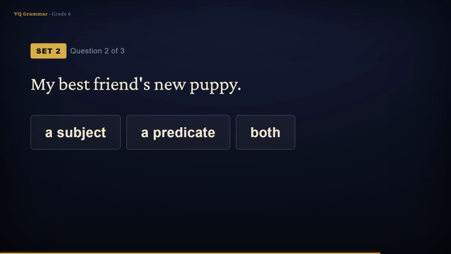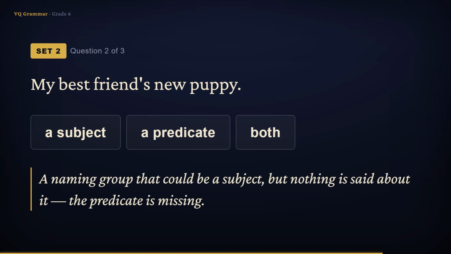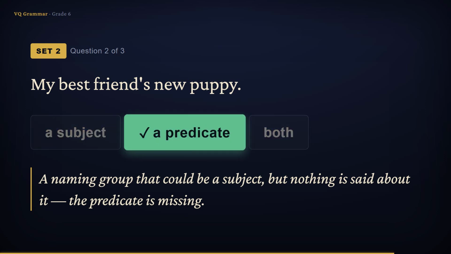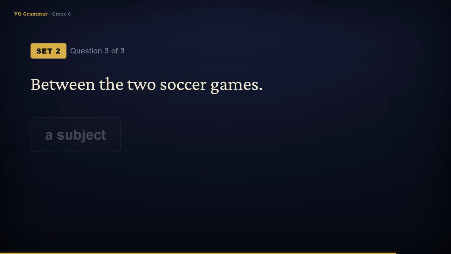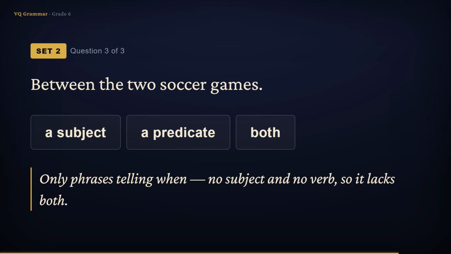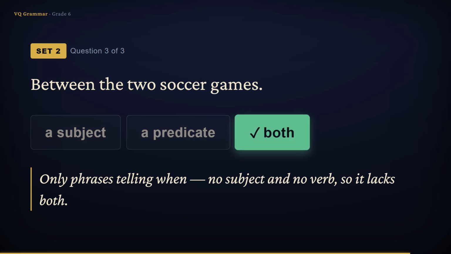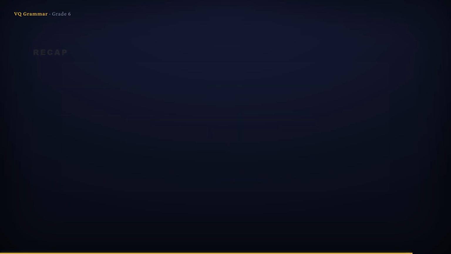My best friend's new puppy. This could be a subject, a who or a what, but then nothing is said about it. There's no verb telling us what the puppy does. So the answer is a predicate. Between the two soccer games. This is only a phrase telling us when. There's no one here, so no subject, and nothing happens, so no predicate. It's missing both parts. So the answer is both.